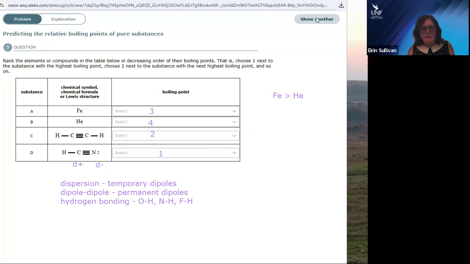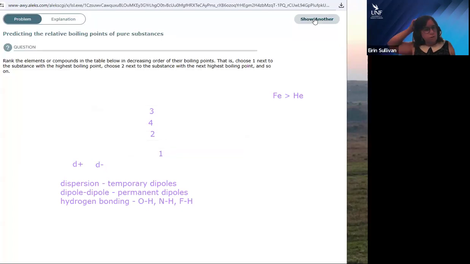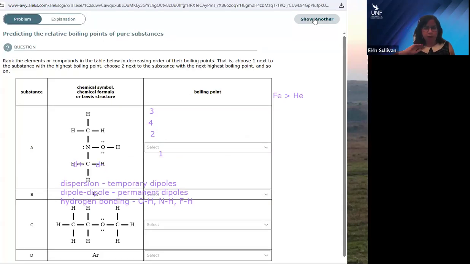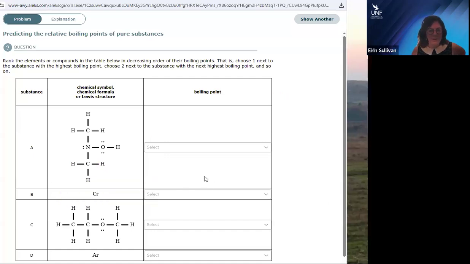I'm going to see if I can generate another question. Here we actually have some pictures. There are a few different ways this question can be asked. What you are looking out for, I'm sorry, I can't see this very well. For instance, in substance A, we should be able to point out a really nice delta minus, delta plus bond dipole. Not only that, it fits our criteria for hydrogen bonding, so I'm going to expect it to have a super high boiling point compared to anything else.